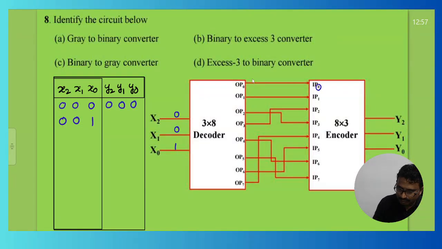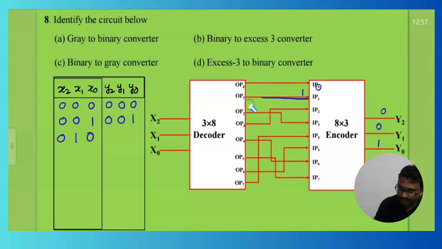So this output is 1, remaining all are 0. So here this is connected to here. So corresponding to 1 will come now. 1 means 0, 0, 1, 0, 0, 1 will come. If I give 0, 1, 0, so what happens now here?